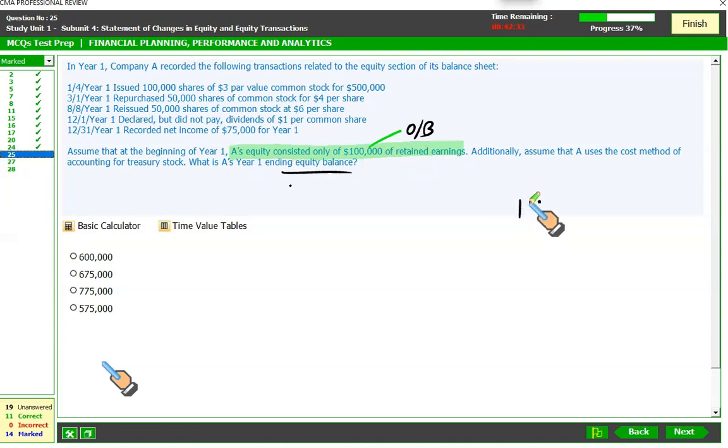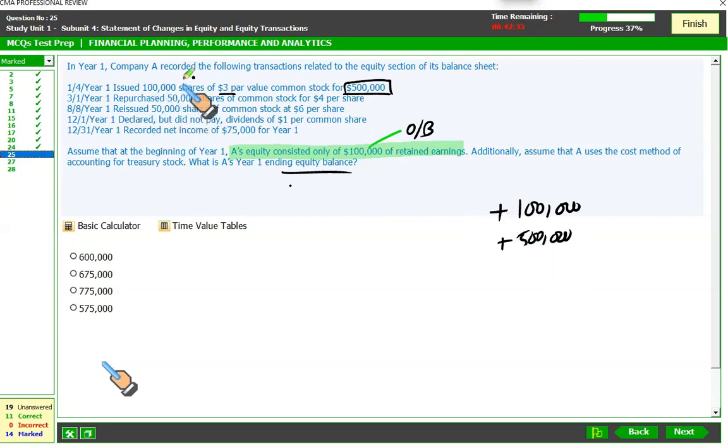You have 100,000 as the opening balance of equity. Issued 100,000 shares of 3 par for $500,000. You sold 100,000 shares for 500,000. So clearly the amount you received, inclusive of the additional contributed capital, is 500,000, right? Amount over and above the par plus the par value. So this is the total amount you have collected. It is added as a part of equity.